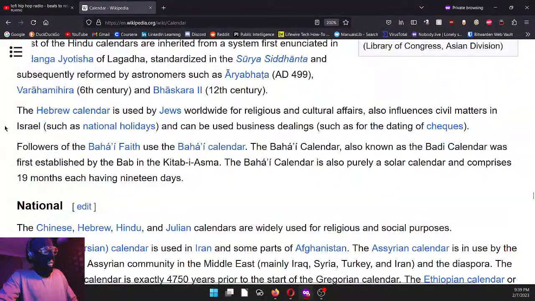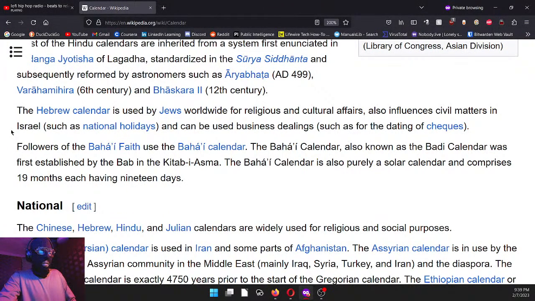The Hebrew calendar is used by Jews worldwide for religious and cultural affairs, and also influences civil matters in Israel, such as national holidays. It can be used in business dealings, such as the dating of checks. Followers of the Baha'i faith use the Baha'i calendar.